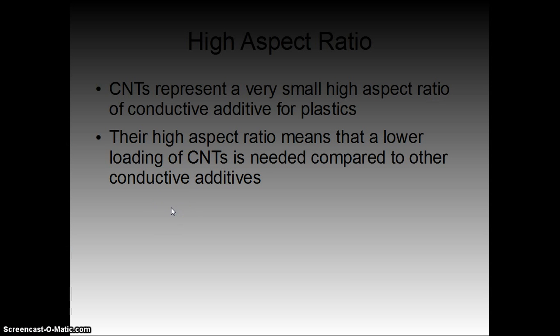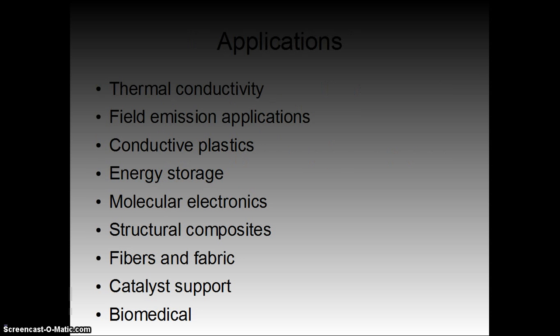Carbon nanotubes represent a very small, high aspect ratio material for conductive plastics. Recently plastics have been replacing metals, and they're incredibly good structurally, but they don't really carry charge. To counter this, you can introduce substances that can carry charge. Carbon nanotubes are perfect because they're relatively light, and because of their high aspect ratio, a lower loading, a lower concentration of carbon nanotubes is needed compared to other conductive additives like metals, which will be much heavier.